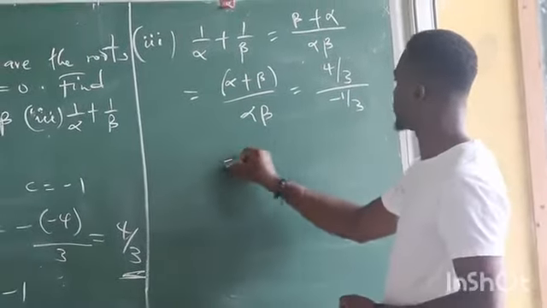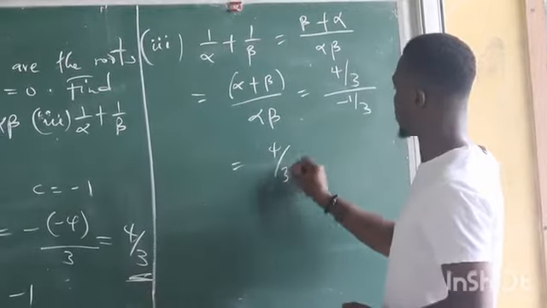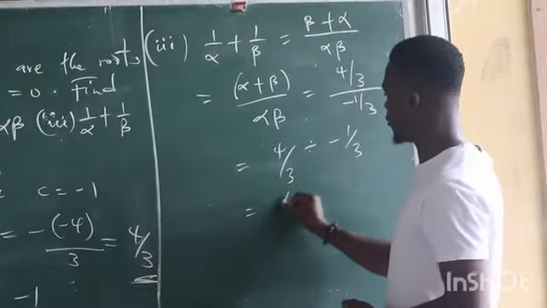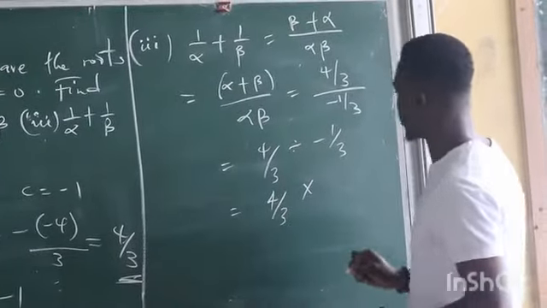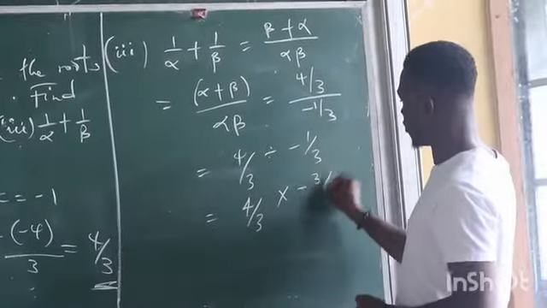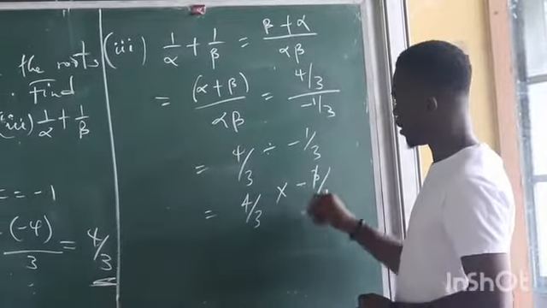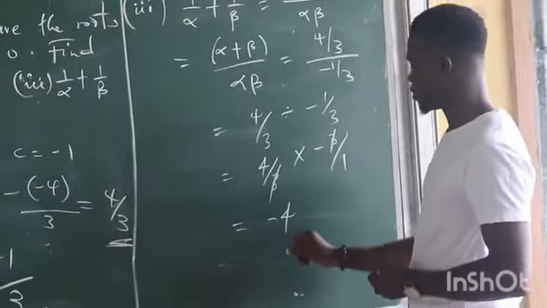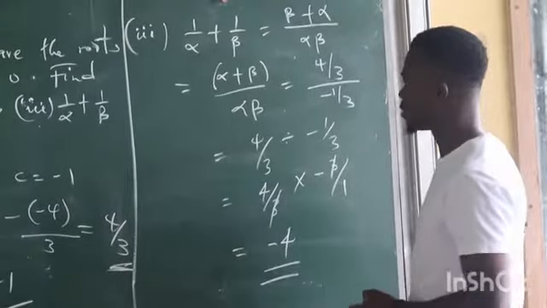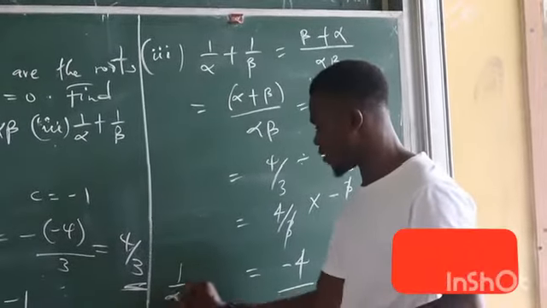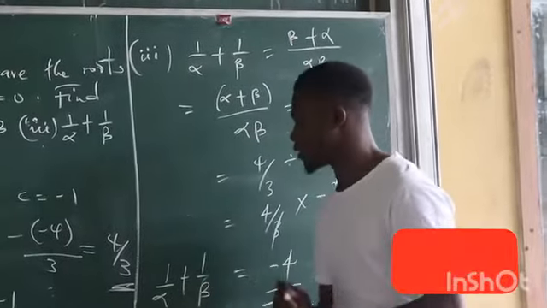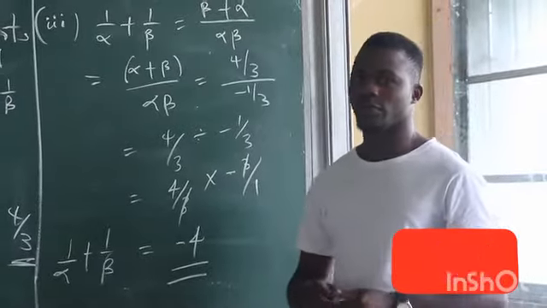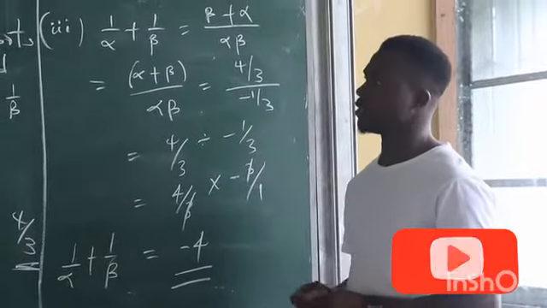So when we solve that, this will be the same as writing 4 over 3 divided by minus 1 over 3. Of course, if we change the sign to multiplication, this will be times minus 3 over 1. Okay, so that 3 we cancel out 3. Of course, this is 4 times minus 1, which is what? Minus 4. So this becomes the answer for 1 over alpha plus 1 over beta. So that is how we solve for the sum and the product of roots of a quadratic equation.